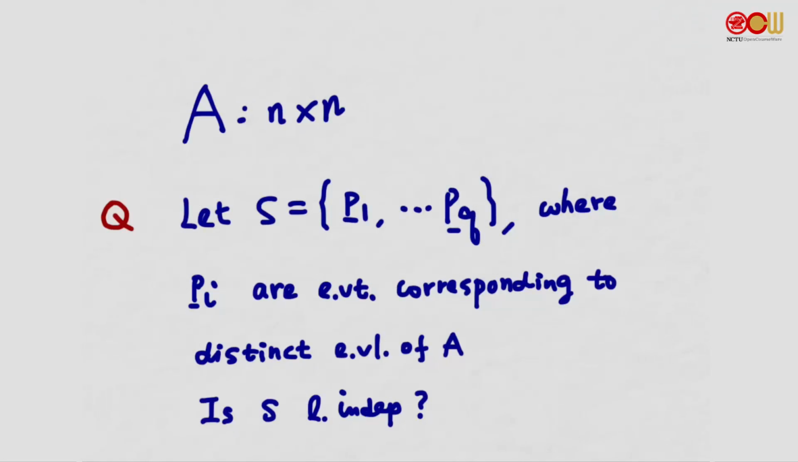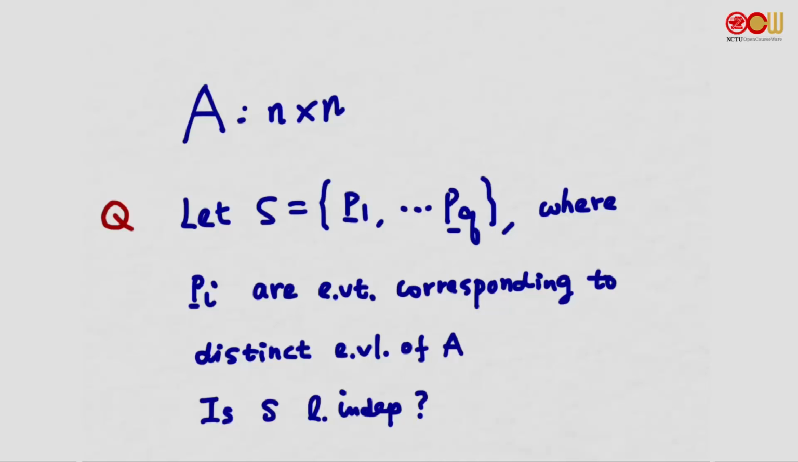Some questions. Suppose we have an n by n matrix A. S is a set of q vectors, and each of these vectors is an eigenvector of A, and these pi are eigenvectors corresponding to distinct eigenvalues of A. So each pi corresponds to a different eigenvalue of A, and all these eigenvalues are different. Is S a linearly independent set? Would S be linearly independent?